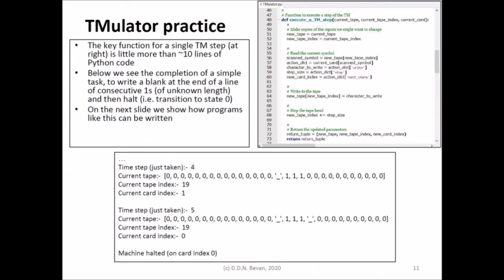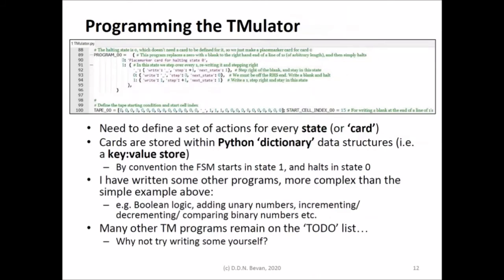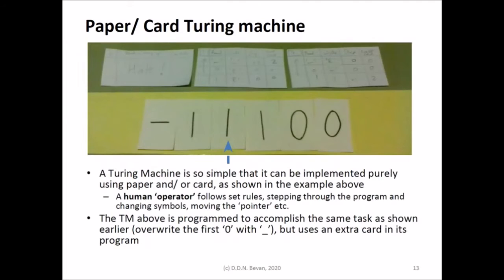Here I just tried to write a program which took a blank and then a series of ones and then the 0, and it just overwrites the first 0 with a blank. It's a really simple thing, but try programming it in a Turing machine. It does take a little bit of thinking about, but you can do it. It's a long way from Google, but it's a start. So you can program it. This sort of shows how that might be.